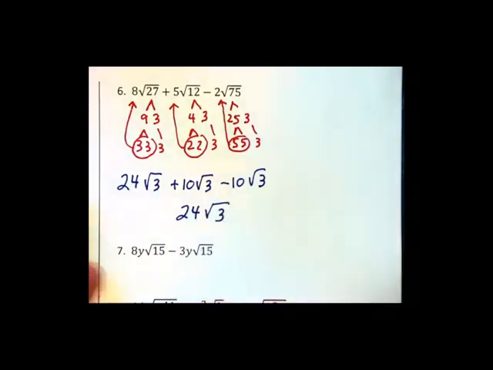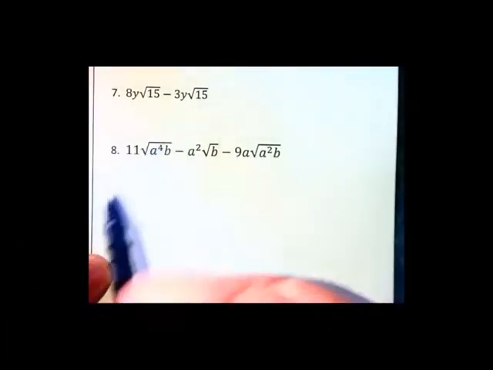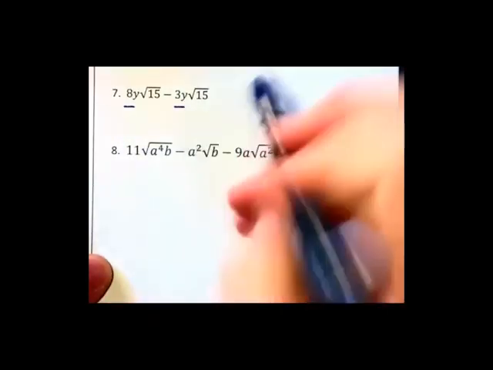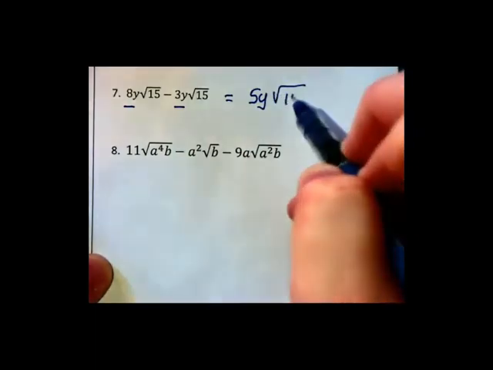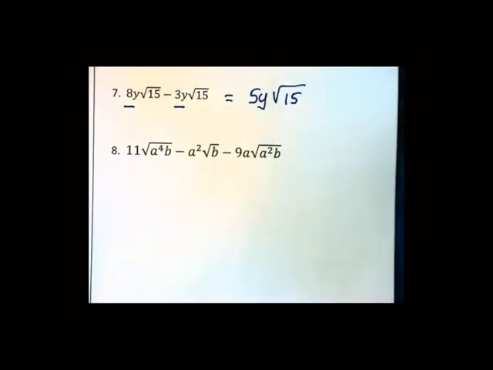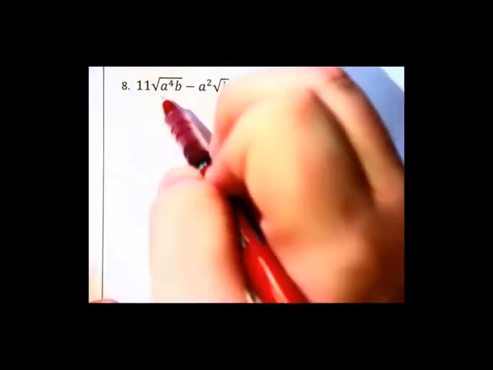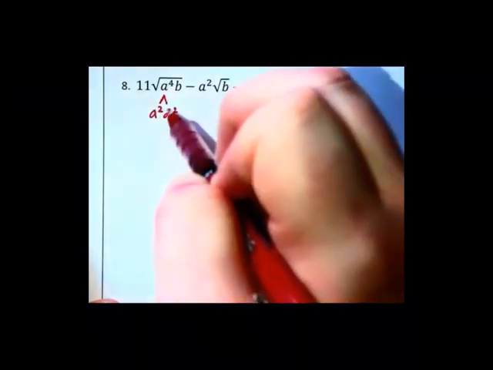Number 7, a fairly simple problem. The only difference is we have a variable out in front. That's no different. The coefficients 8y and 3y subtract, and we get 5y times the root 15. Number 8, again, kind of the same thing, but with variables involved. This a to the fourth is really an a squared times an a squared. I'm going to write it that way this time.